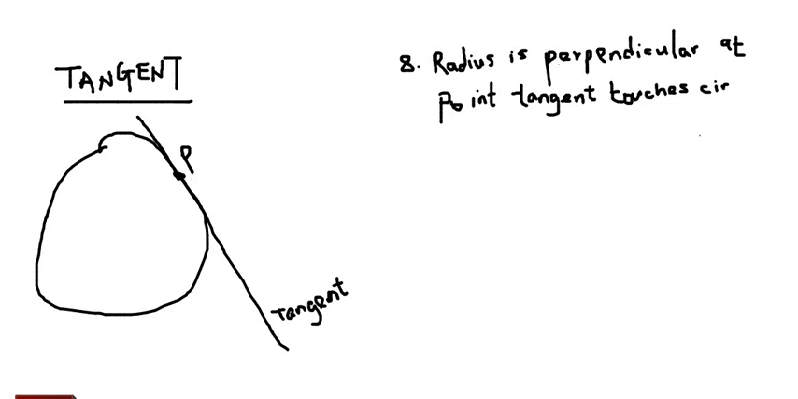Because this tangent is only touching the circle at one point, if we draw a radius, meaning if this is the center of the circle, the radius at the point where this tangent touches the circle will touch the tangent at 90 degrees. Okay, that is the theorem. The radius is perpendicular at the point where the tangent touches the circle. So just this particular radius will be at 90 degrees to the tangent. Okay, that is theorem number 8.